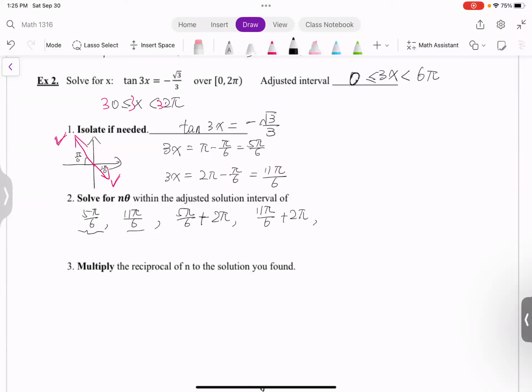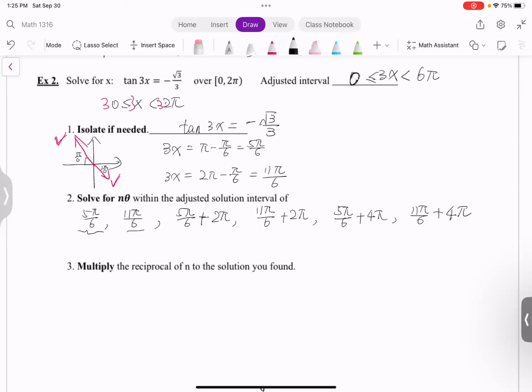Is that enough? I don't know. So how about adding another revolution? So 5 pi over 6 add 4 pi, and 11 pi over 6 add 4 pi. I think it's okay because this one is less than 2 pi, so less than 2 pi plus 4 pi is less than 6 pi. That means it is in the interval from 0 to 6 pi. So we have 6 solutions.